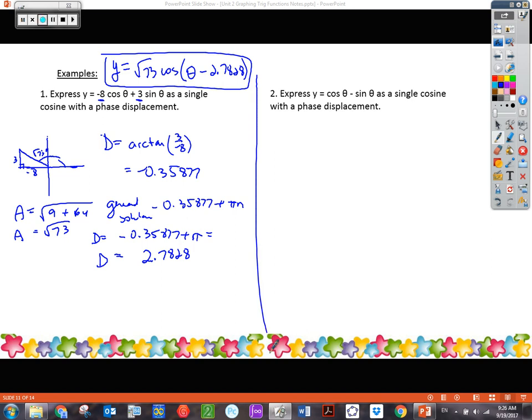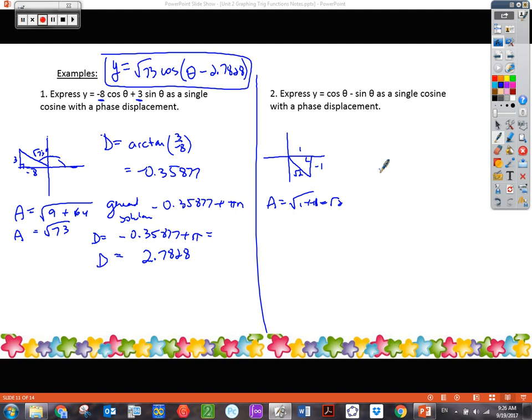So again, the very first thing that I'm going to do is draw the triangle. Alright, so my x value is a positive 1 and my y value is a negative 1. Right? So my triangle is going to be in the fourth quadrant. Then my a value is going to be the square root of 1 squared plus 1 squared, or square root of 2. Okay, a value is pretty straightforward.